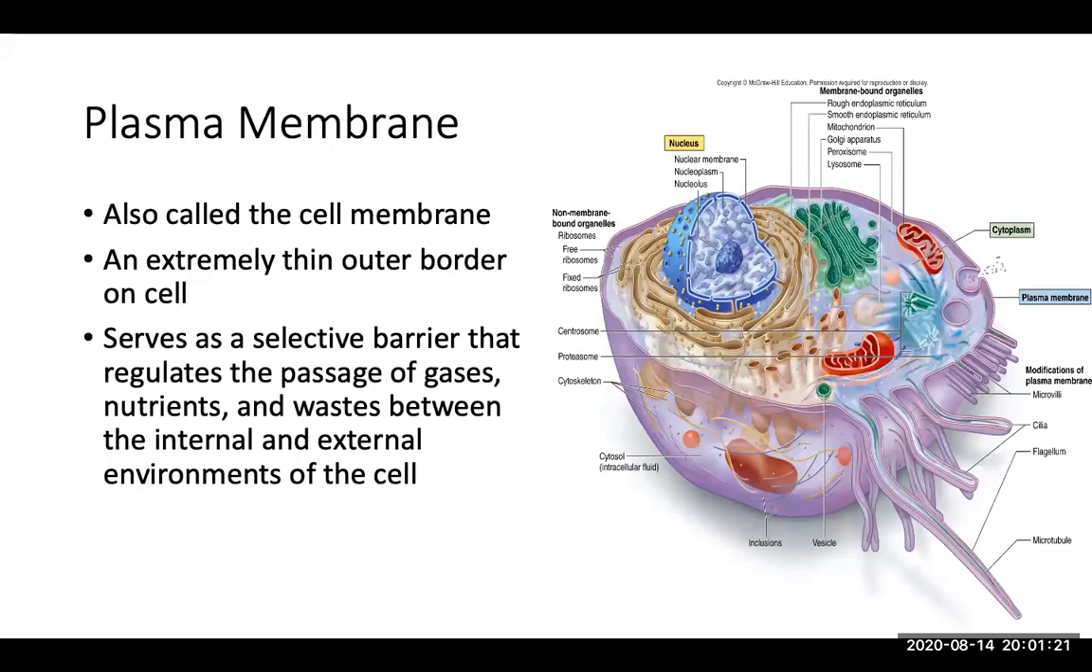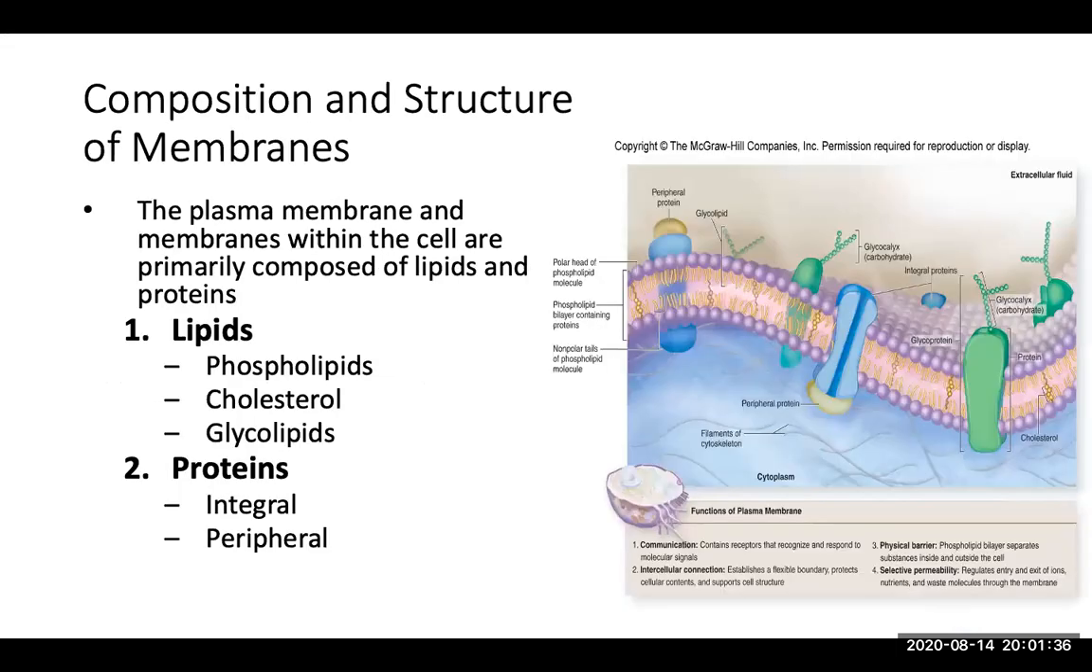And this is the plasma membrane, also called the cell membrane. It's just the border of the cell between the exterior and interior environment, and it serves as a selective passageway or barrier to only allow certain things into and out of the cell. Here's the composition and structure of the membrane. You should know what this is. It has a lipid bilayer, two layers of lipids, and proteins that either go continually through the bilayer or are just attached to the surface.